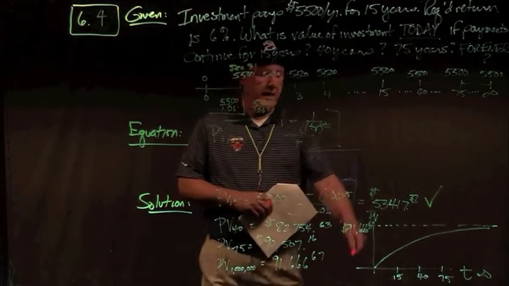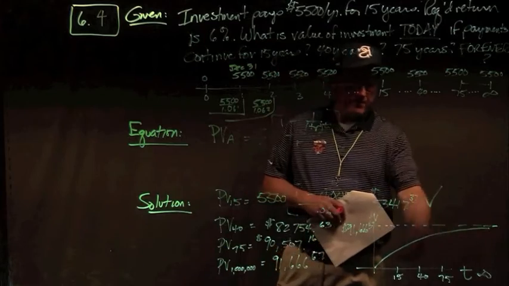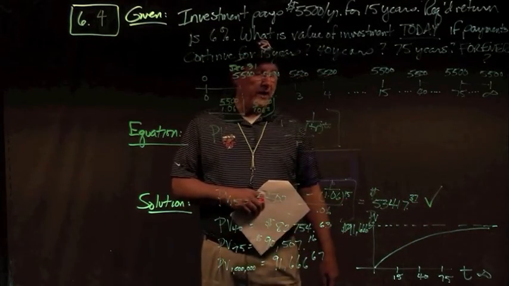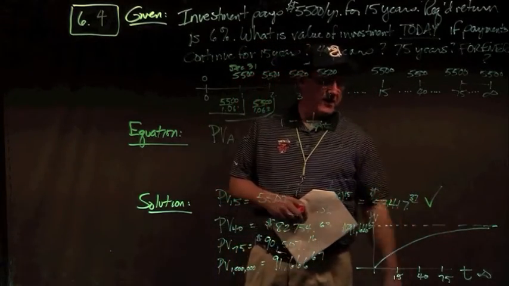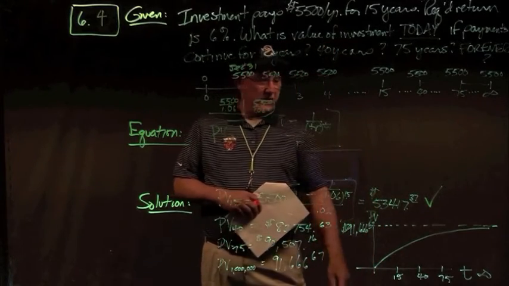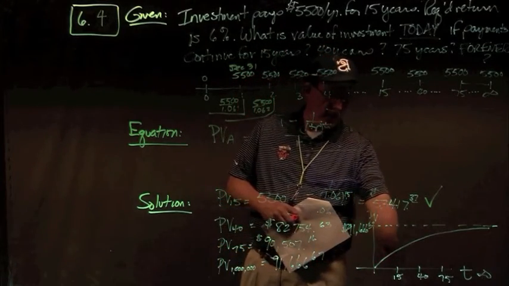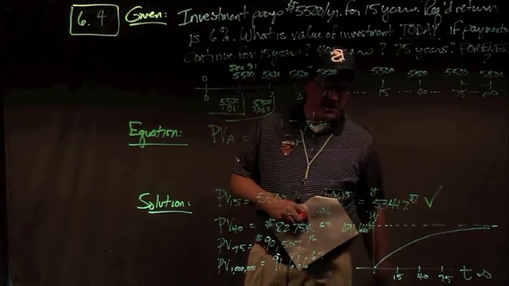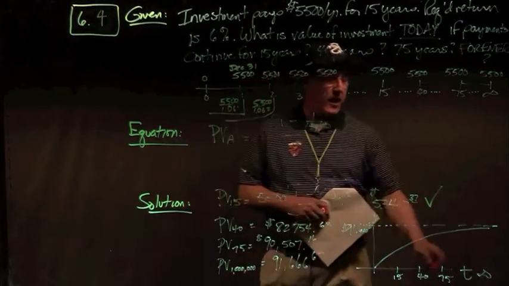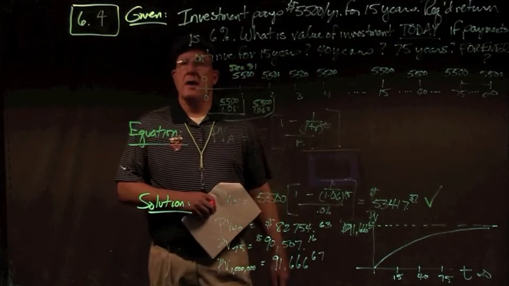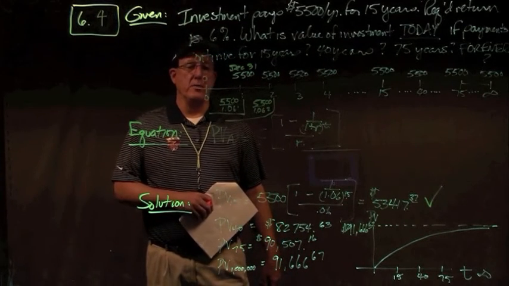91,666.67. And if I draw this problem out on an XY axis with present value on the Y axis and time on the X axis, you can see that my curve approaches 91,666.67 asymptotically, but never touches it. There you go, and there's your answer to problem 6.4.